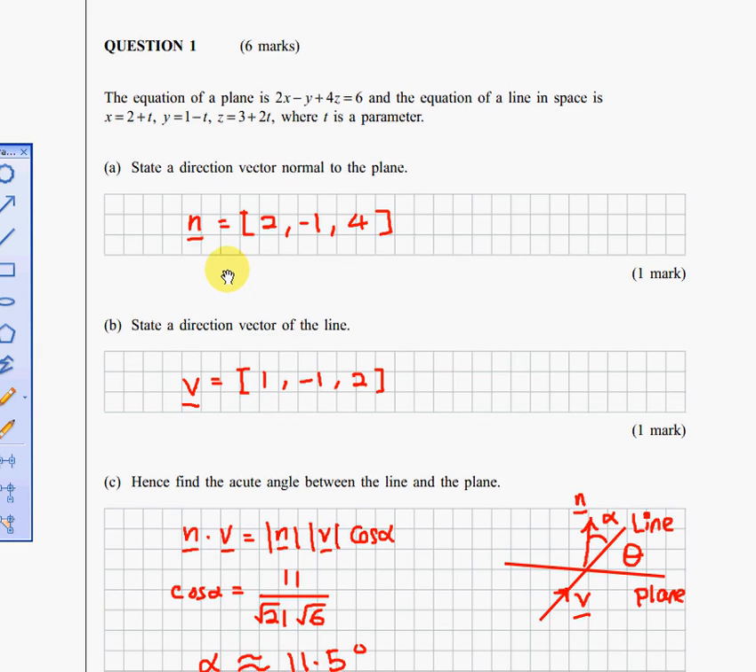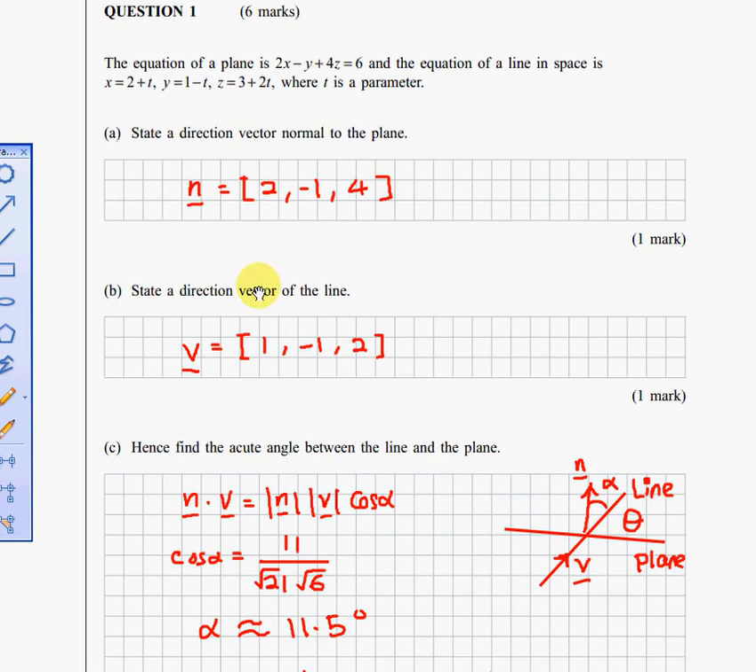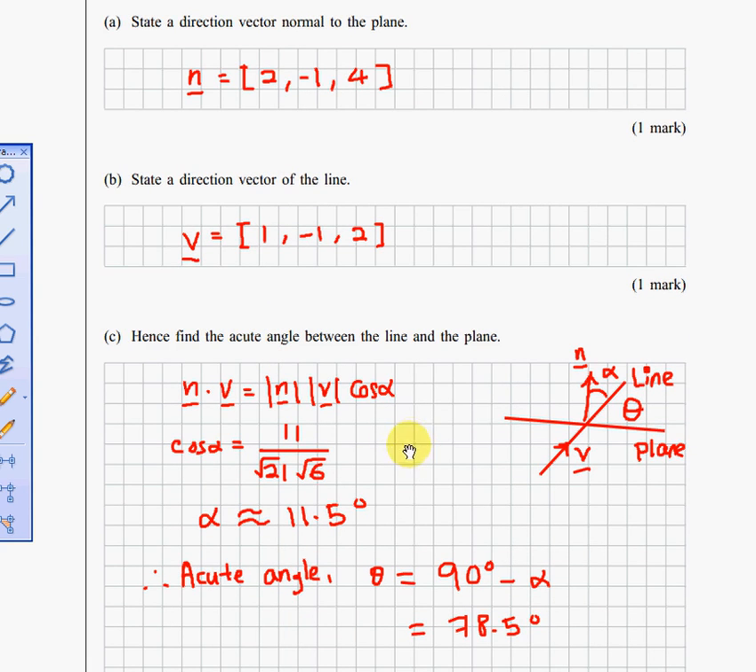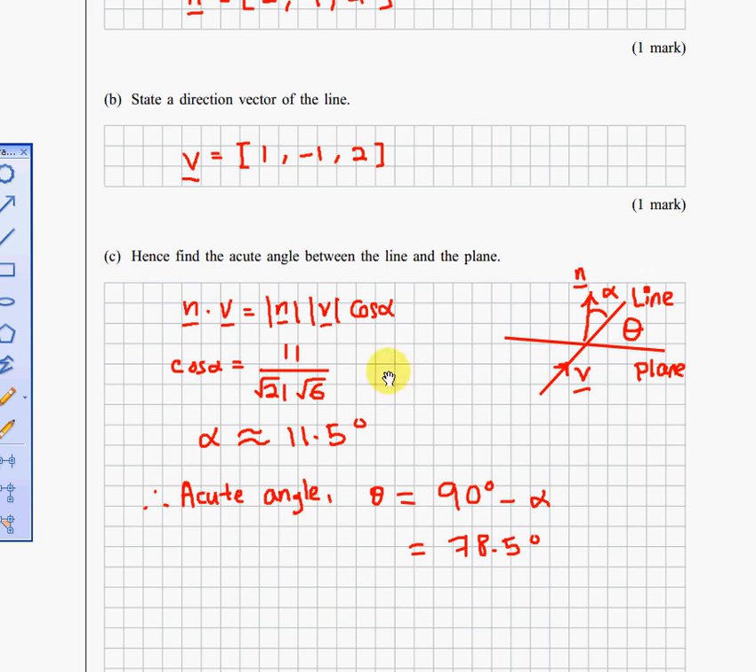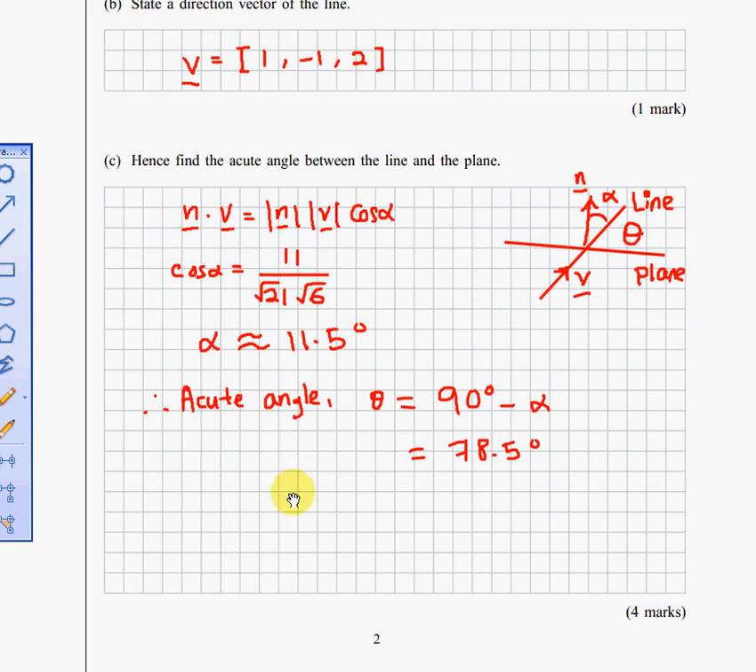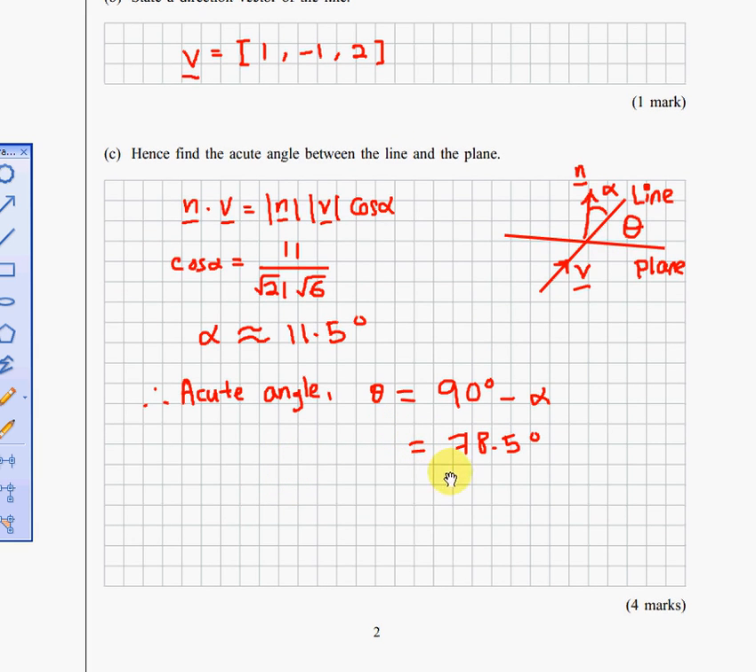You look at this question carefully, and you realize that part C requires A and B, and so I purposely name the vector here as n and this vector as v. And so when I try to attack part C, I can just refer to them easily. And here I have this calculation, and alpha therefore is approximately 11.5 degrees. Notice that I didn't put the equal sign but the approximate sign, and so the acute angle is 78.5.